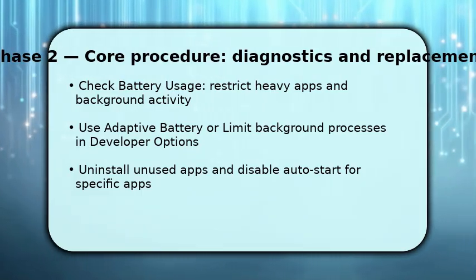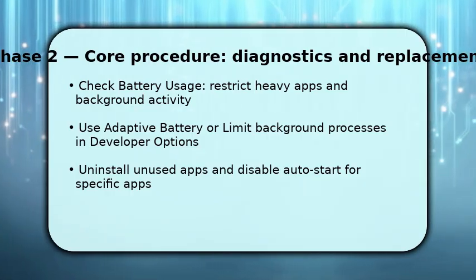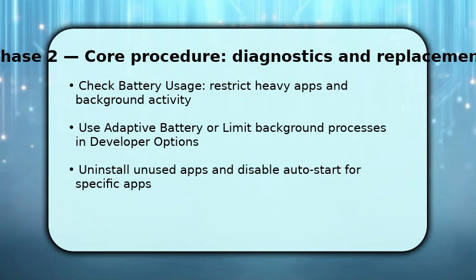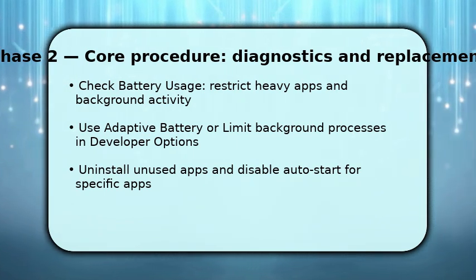Uninstall apps you don't need, and disable auto start for chat or streaming apps that wake the device. These steps cut CPU and network use, so your battery lasts longer between charges.